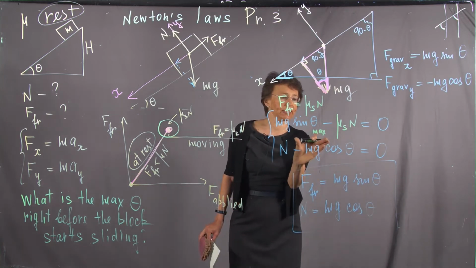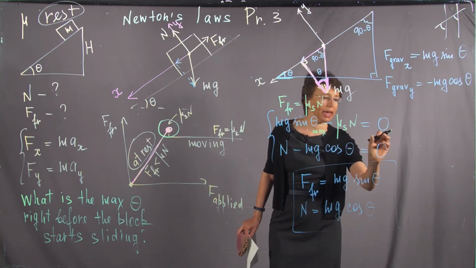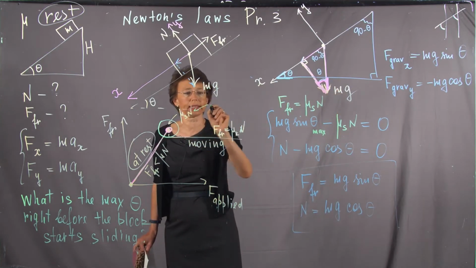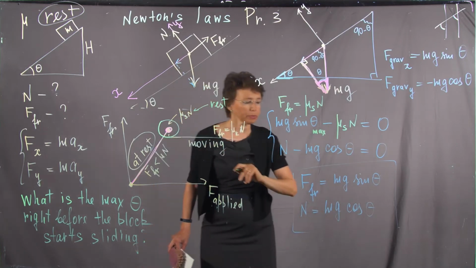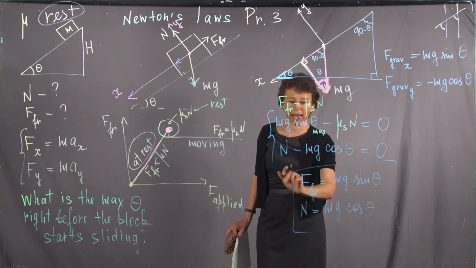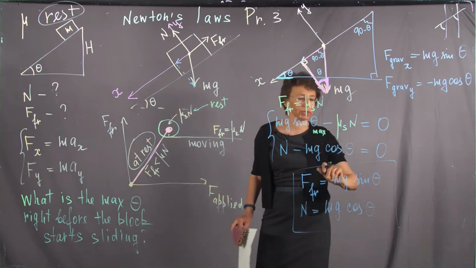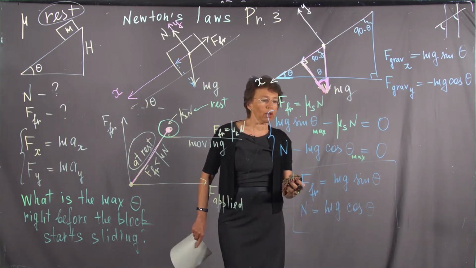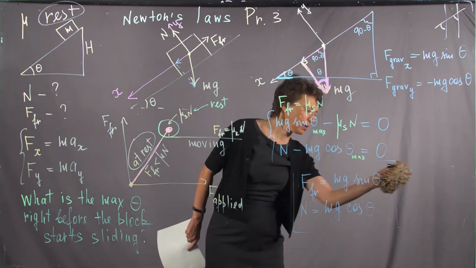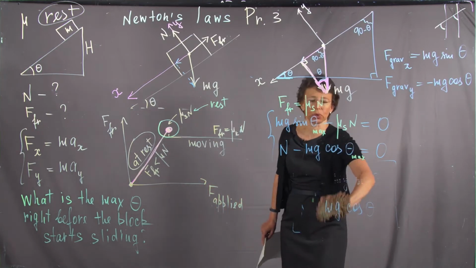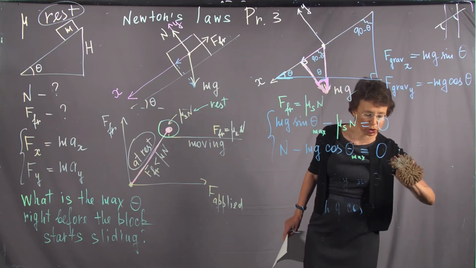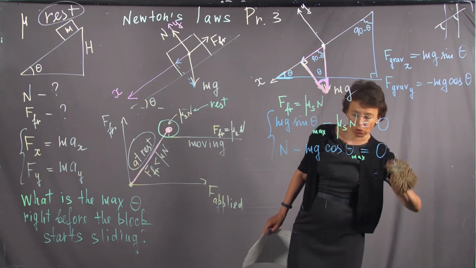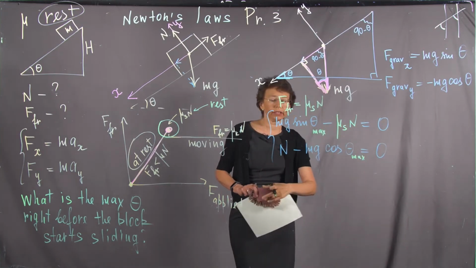So this is F sub x is equal to max. Ax is still 0. The block is ready to move, but it is still at rest. And then balancing y, I have the normal force minus mg cosine theta maximum equal to 0. What we are looking for is theta in this case. So let's solve this system of equations, because we have two equations and two unknowns. I don't know theta, I'm looking for theta, and I don't know the normal force.